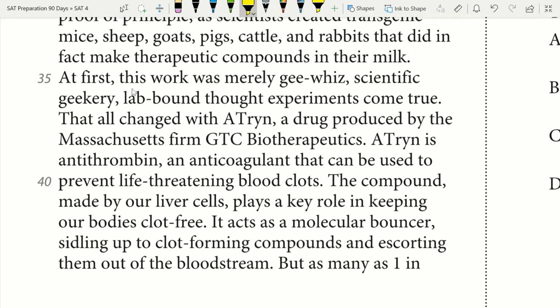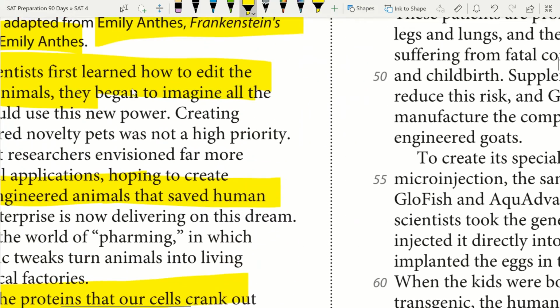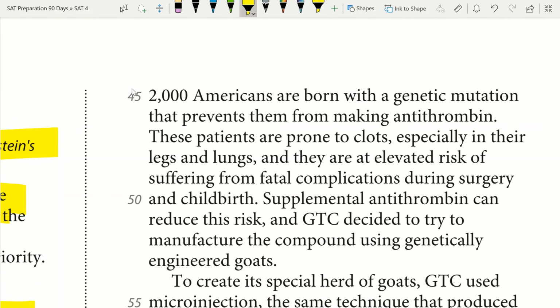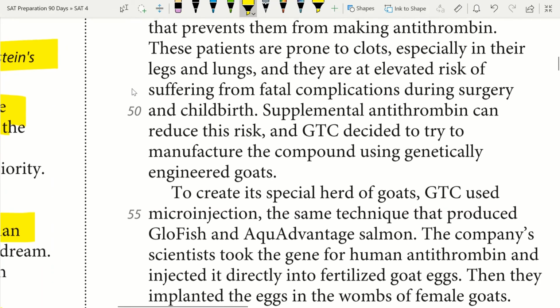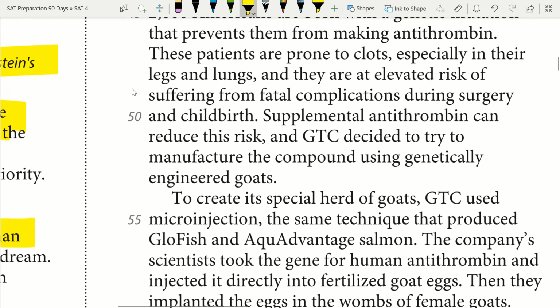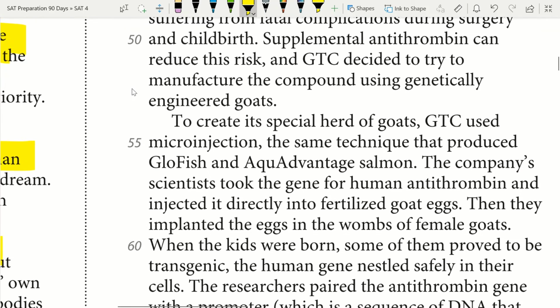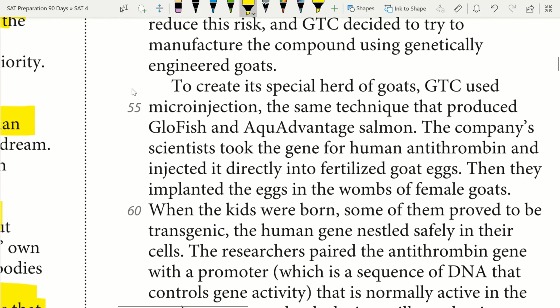The compound, made by our liver cells, plays a key role in keeping our bodies clot-free. It acts as a molecular bouncer, sliding up to clot-forming compounds and escorting them out of the bloodstream. But as many as 1 in 2,000 Americans are born with a genetic mutation that prevents them from making antithrombin. These patients are prone to clots, especially in their lungs and legs, and they are at elevated risk of suffering from fatal complications during surgery and childbirth. Supplemental antithrombin can reduce this risk, and GTC decided to try to manufacture this compound using genetically engineered goats.